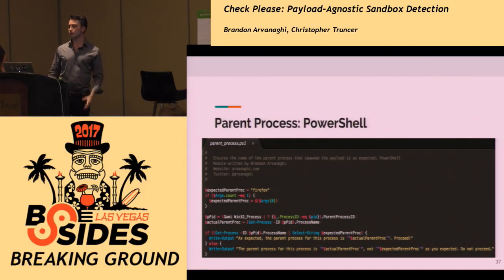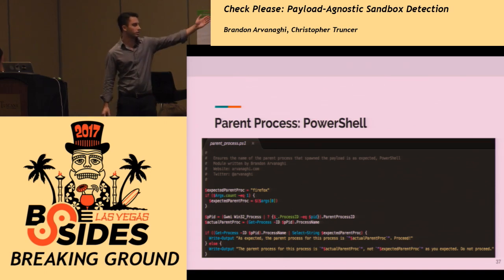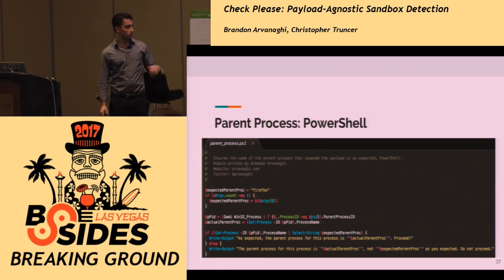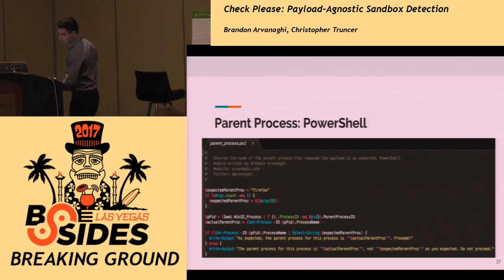Again, we showed all the different languages we implemented these in. So I just wanted to show you again in PowerShell how it will look a little differently. This is another WMI query where you can query the parent process ID to see the corresponding process name and check it against the value you expect.